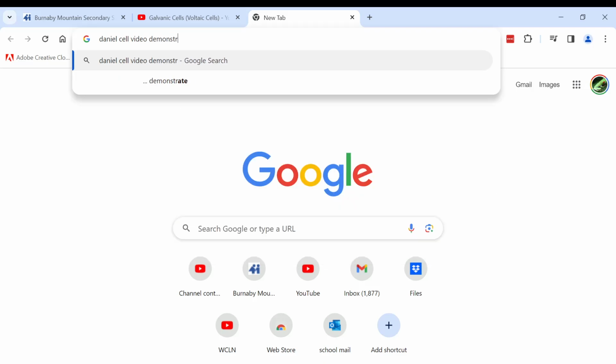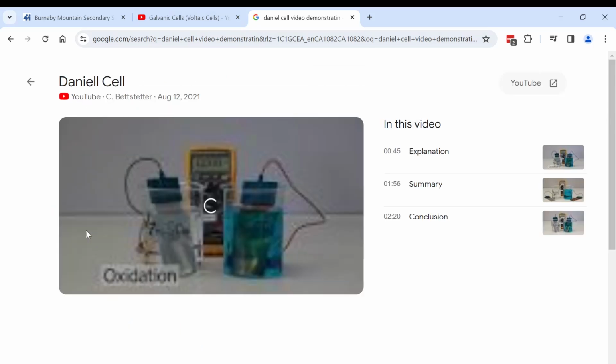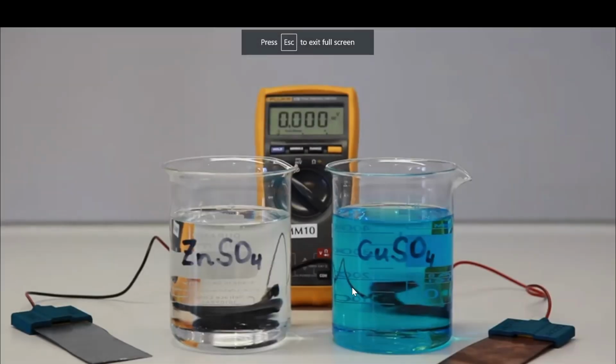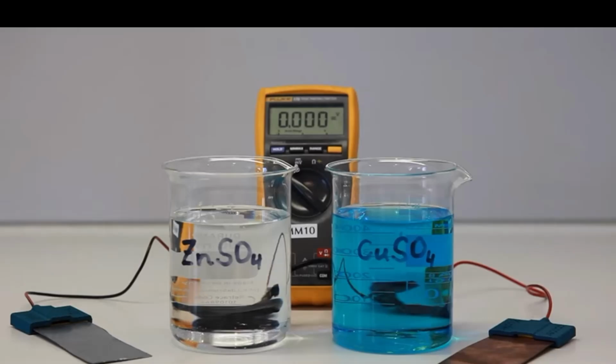Demonstration. In this experiment, we want to build a galvanic cell, more particularly a copper-zinc cell, also called a Daniell cell. We use two metal sheets as electrodes. On the left-hand side, a zinc sheet, and on the right-hand side, a copper sheet. Both are connected to the voltmeter. Zinc is then put into the zinc sulfate solution and copper into the copper sulfate solution.